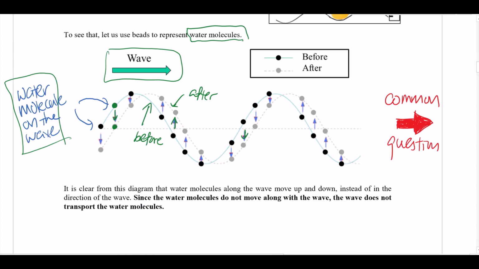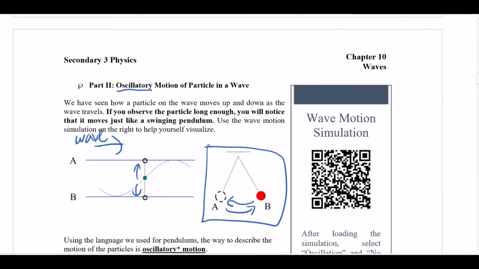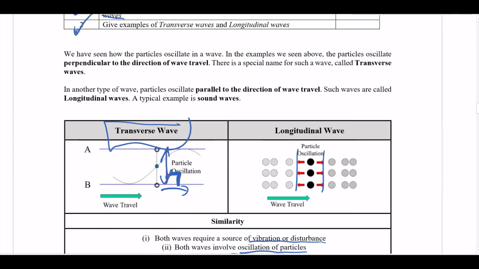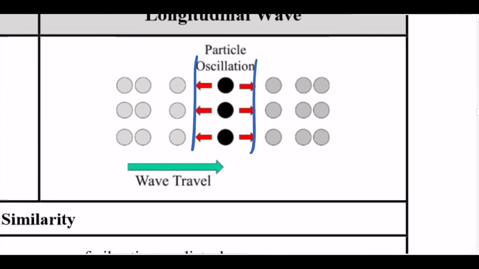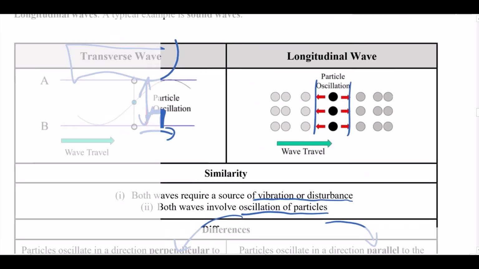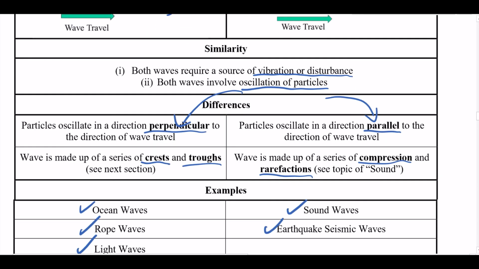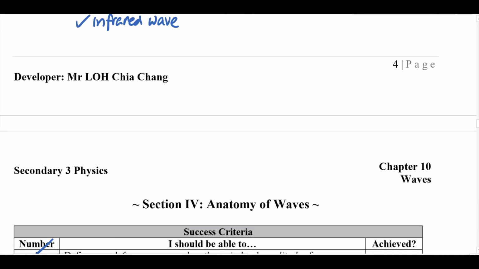We also looked at each particle along the wave and how it actually moves. For a transverse wave, the particle moves up and down in an oscillatory motion. But for a longitudinal wave, the particle actually moves left and right, or rather, parallel to the direction of wave travel. So here we have the difference between transverse and longitudinal waves. We have seen some examples.